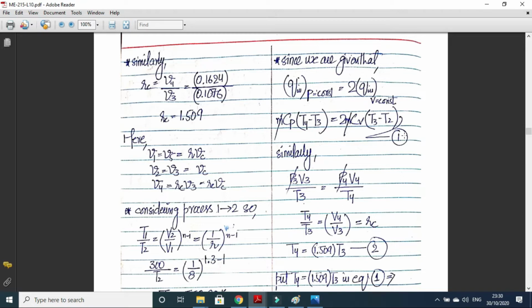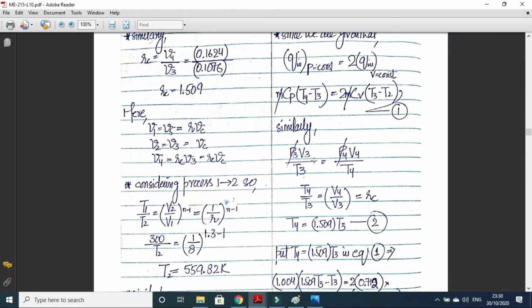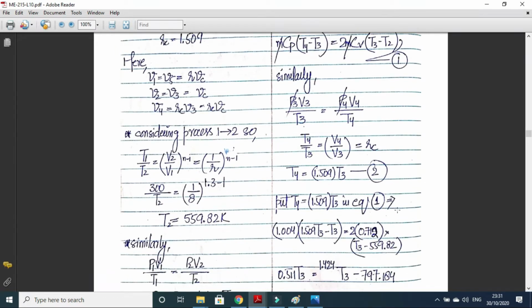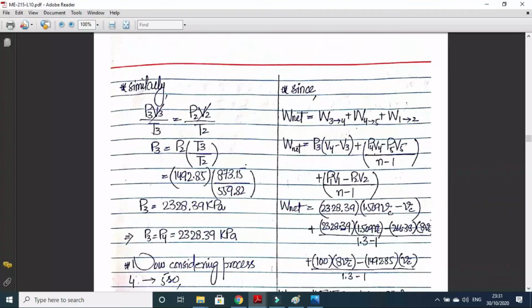We can derive another equation by using the ideal gas relation on process 3 to 4. P3 V3 upon T3 is equal to P4 V4 upon T4. Pressure will be constant during the process 3 to 4, so P3 and P4 will be cancelled out. T4 upon T3 will be equal to V4 upon V3, and V4 upon V3 is actually the cutoff ratio. So we have another equation in terms of T4 and T3. So we can solve equation number 1 and 2 simultaneously to know the values of T3 and T4.